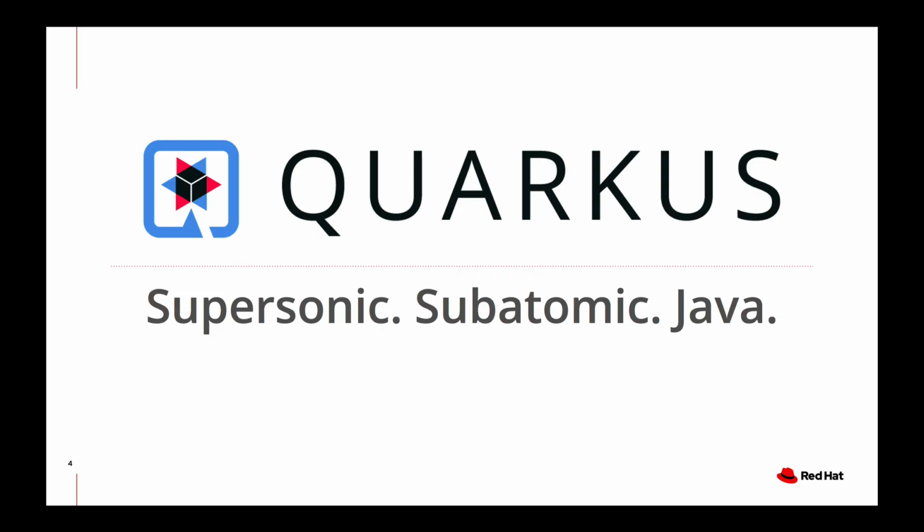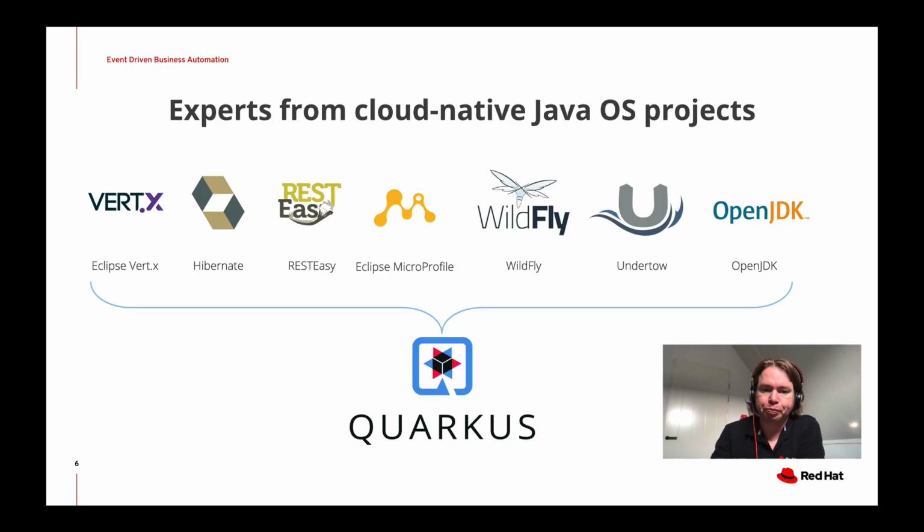The slogan of Quarkus is supersonic subatomic Java, referring to the super fast startup time that the platform has. Subatomic because it tries to utilize a lot less memory than traditional Java applications. It's been built by a lot of experts from cloud native Java open source projects, like Eclipse Vert.x, Hibernate, RESTEasy, WildFly, Undertow, etc.